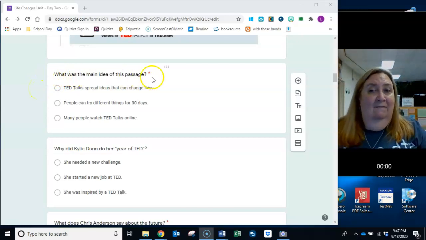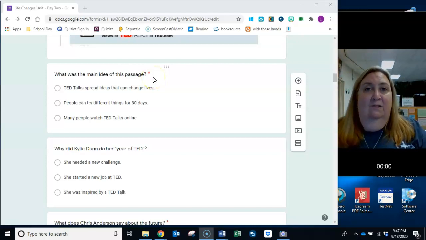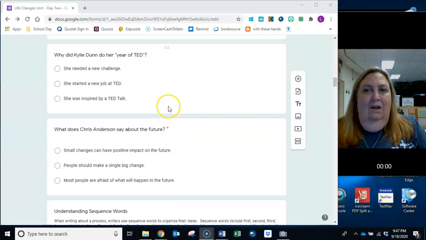What was the main idea of this passage? When people ask you about the main idea, they're asking you, what is the passage mostly about? This is not the part where you tell a detail or you give a tiny little sliver of information. This is the main punch of the article, the passage that you just read. So read these three and choose the best answer.